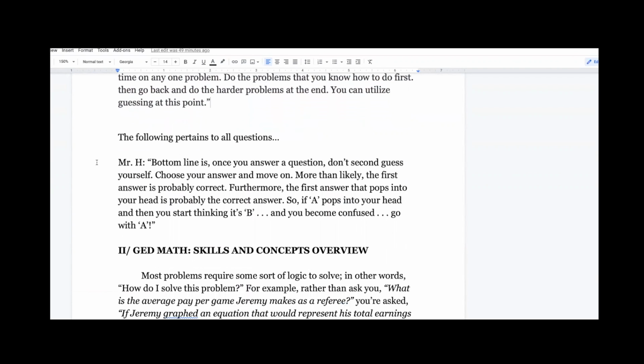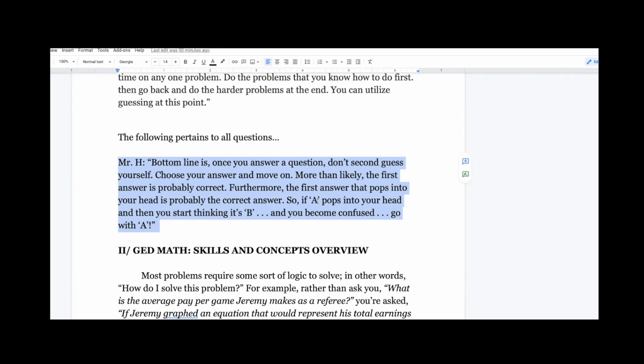And this is my advice to you when you're taking the test: when you answer a question and you feel pretty good about it, forget about it and move on. Don't second guess yourself. The reason is, the way your brain works, it's probably the correct answer. If you go back and change it, you're probably going to get it wrong.